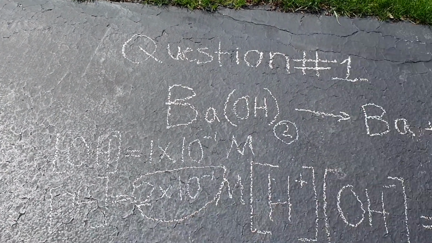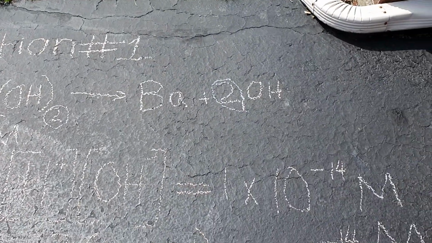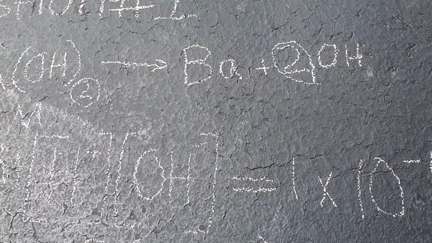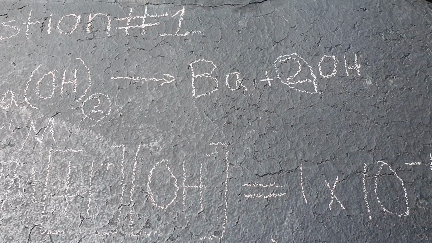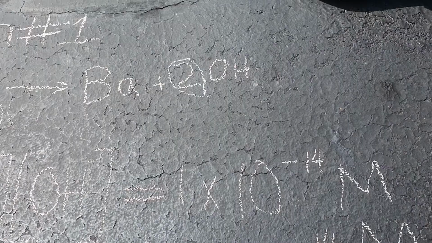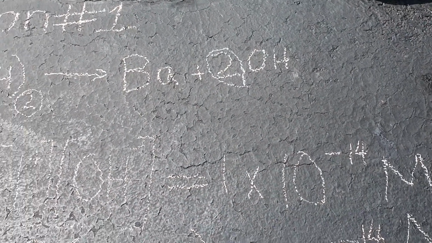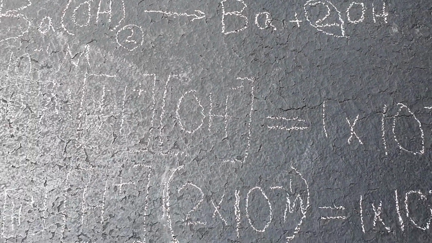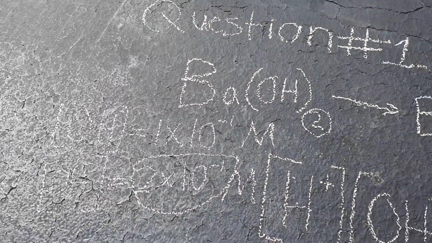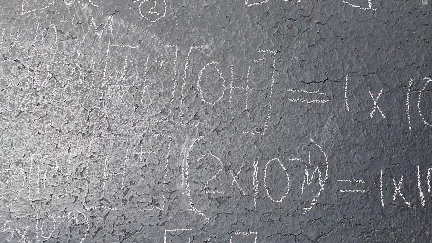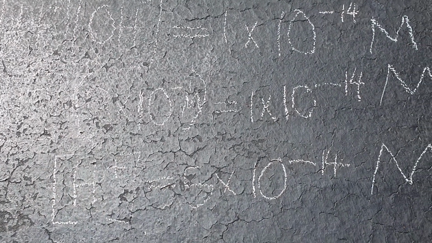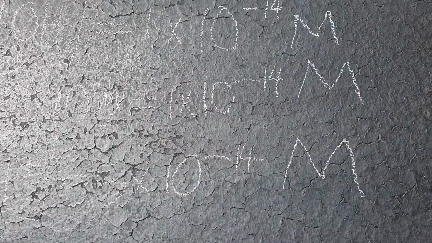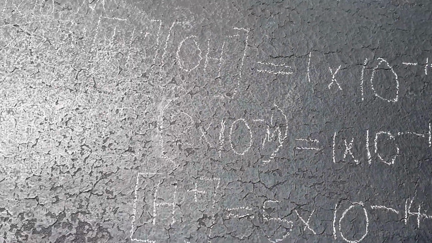So we can plug that into our equation to solve for the hydrogen ion. And we know that those two multiplied equal 1 times 10 to the negative 14 molarity. And we can sub in our OH concentration from over here into the equation. And then we can solve and find the hydrogen ion concentration is equal to 5 times 10 to the negative 14 molarity. Now, we can plug that in to solve for our pH using this equation.